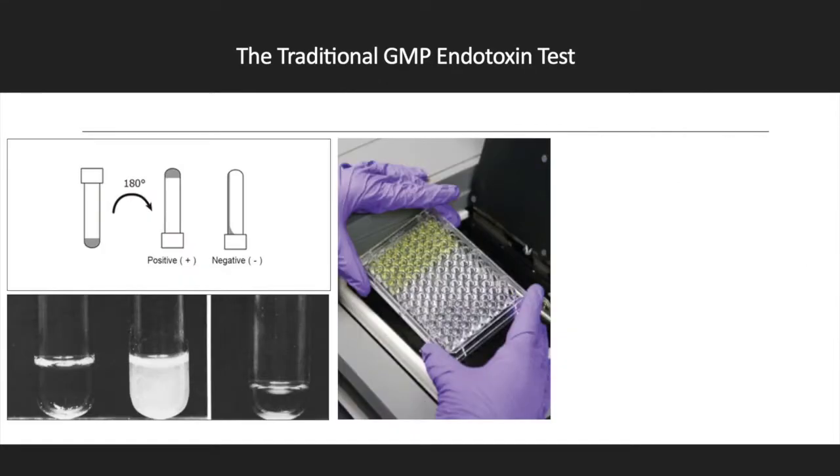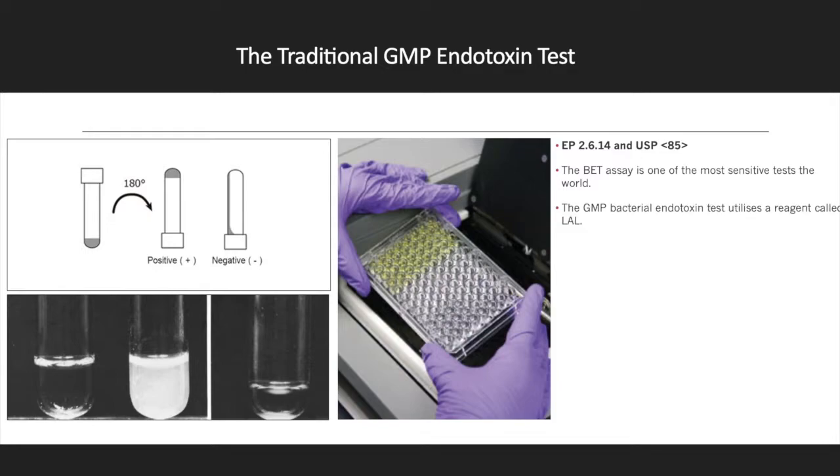So you will find the traditional GMP endotoxin test detailed in the European Pharmacopoeia in 2.6.14 and in the US Pharmacopoeia in Chapter 85. The traditional endotoxin test is also often referred to as the bacterial endotoxin test, so you will often see it referred to as the BET assay, and it's one of the most sensitive tests in the world, and that's because it uses something called LAL. This reagent is limulus amoebocyte lysate, and it coagulates or can be adapted to change color upon contact with endotoxin.